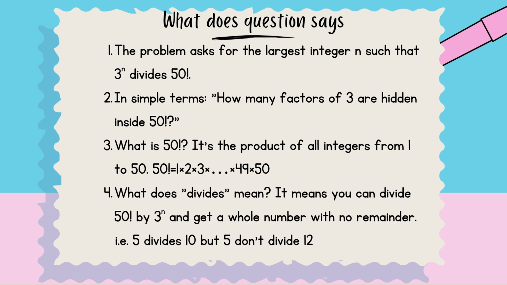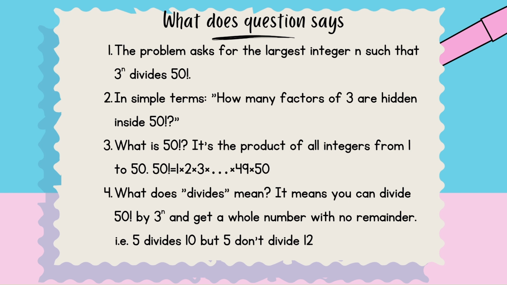Now what does divide mean? It means you can divide 50 factorial by 3 to the power n and get a whole number with no remainder. We can say 5 divides 10 because the remainder is 0. But we cannot say 5 divides 12 because there is a remainder, that is 2. So 5 doesn't divide 12. At the end we should get a whole number, not a decimal number. So we need to find the largest integer n such that 3 to the power n divides 50 factorial.